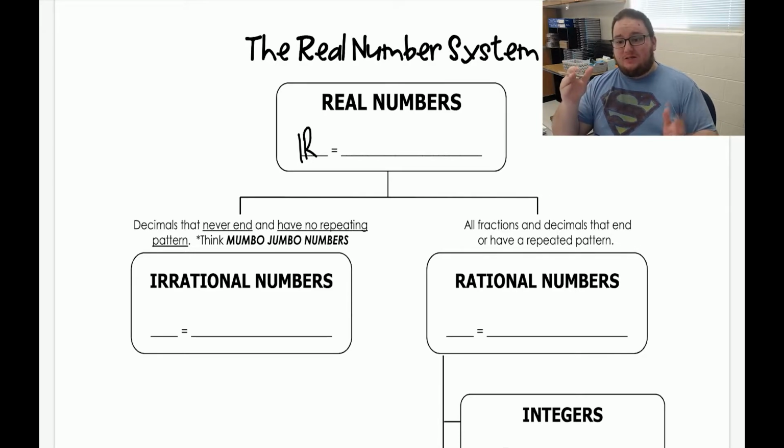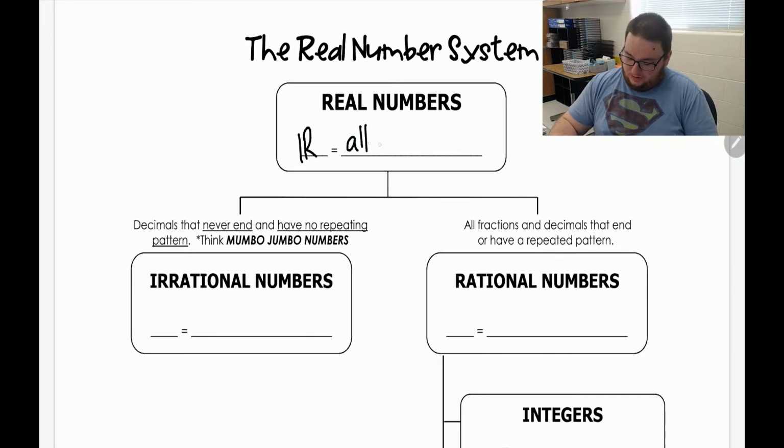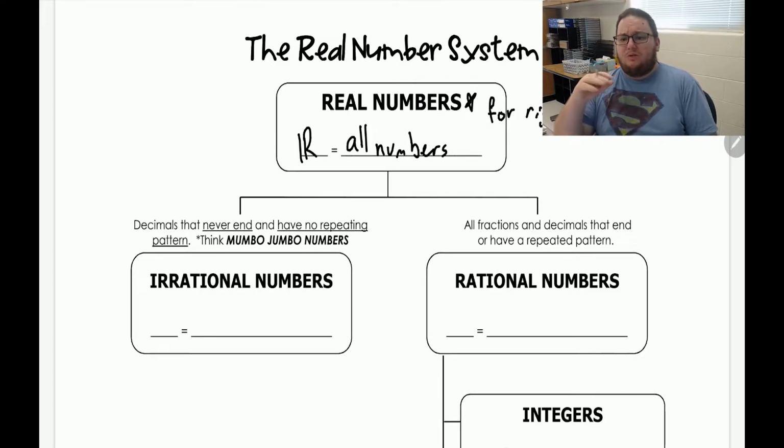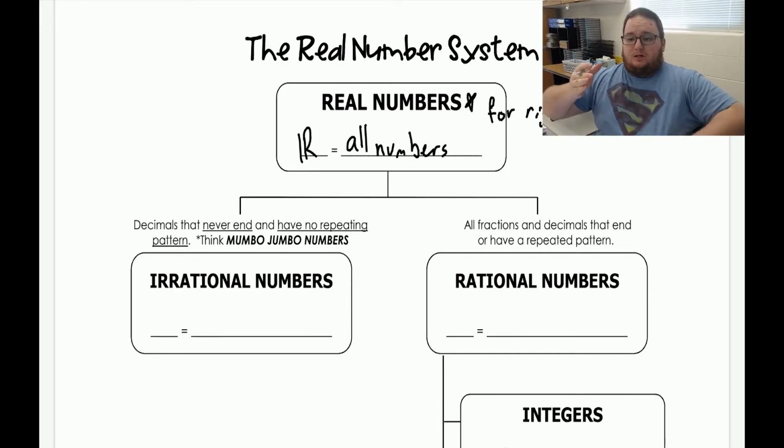So what this does is it gives you what the set is. In this case, the double scripted R, and then it's going to tell you what those numbers look like. So the real numbers, well, they're all numbers. And I'm going to put a little asterisk here, and I'm going to say it's the real numbers, or all the numbers, for right now.